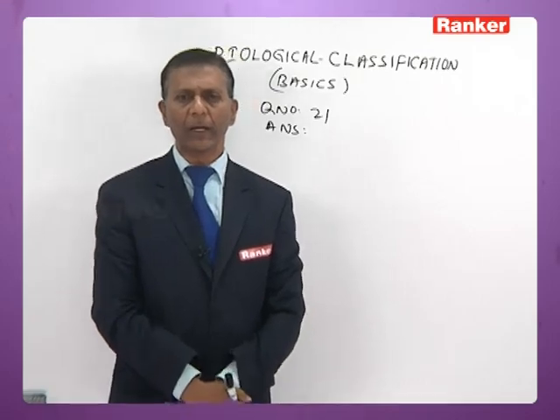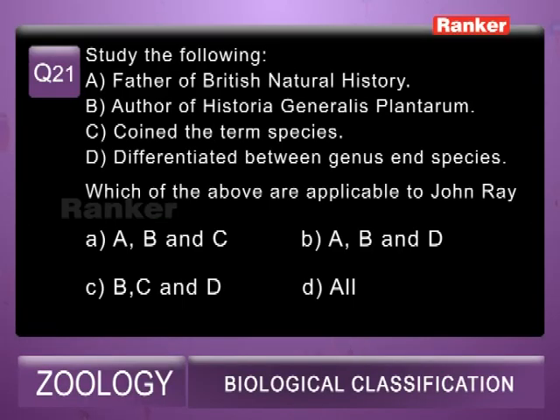Question number 21. Study the following. A. Father of British natural history. B. Author of Historia Generalis Plantarum. C. Coined the term species. D. Differentiated between genus and species. Which of the above are applicable to John Ray?